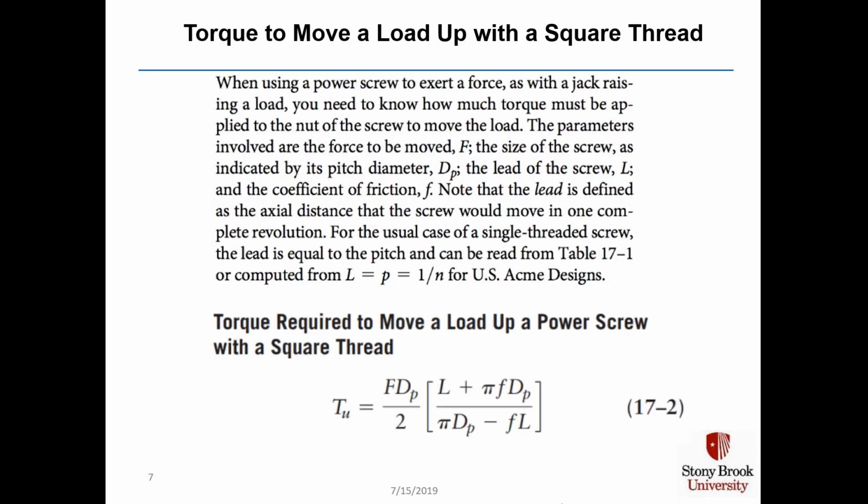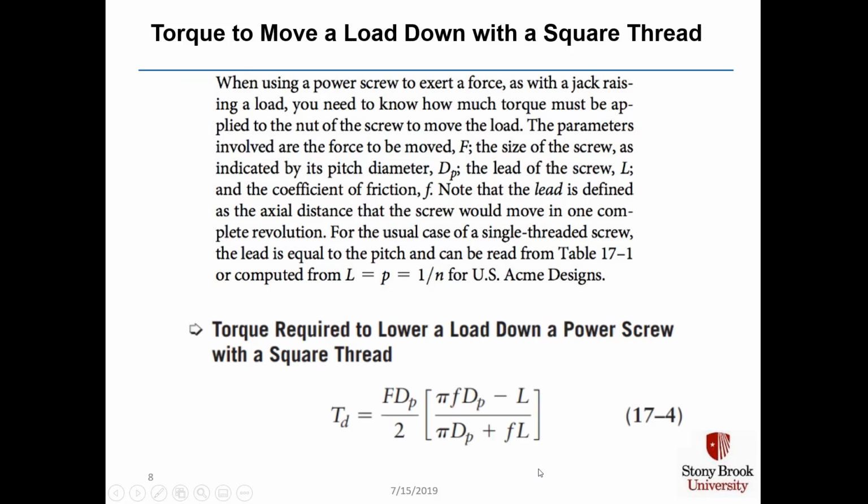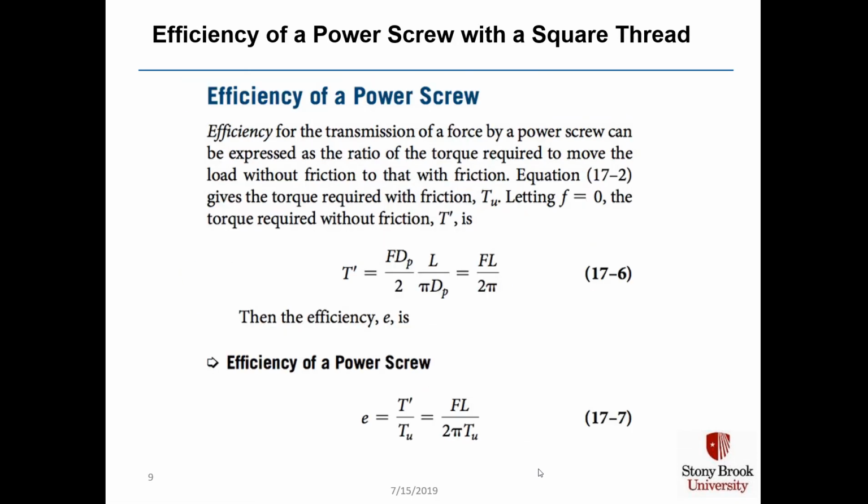So we take this equation, 17-2, for T up, and we set small f equal to 0. And we find that the torque with 0 friction is just F times L divided by 2 pi. Then the efficiency is the torque with 0 friction divided by the actual torque up, and that's equal to FL divided by 2 pi times T up.